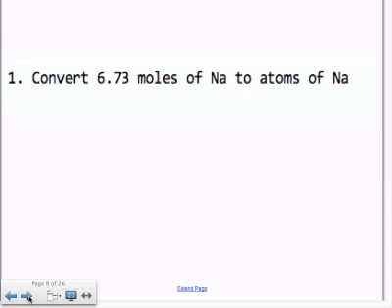Okay, moving on to the problems. A lot of these are going to be the same type of thing we just did in the multiple choice, but they're not multiple choice. So make sure you show your work and circle your final answer.